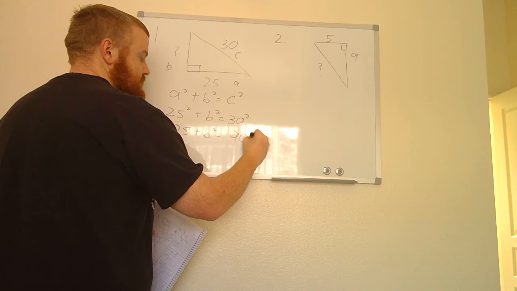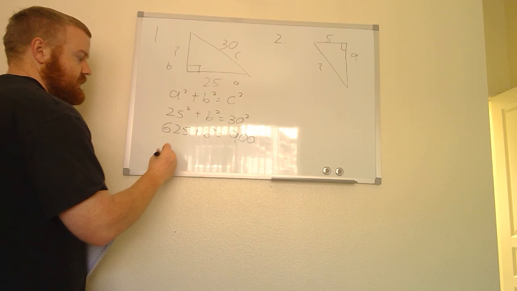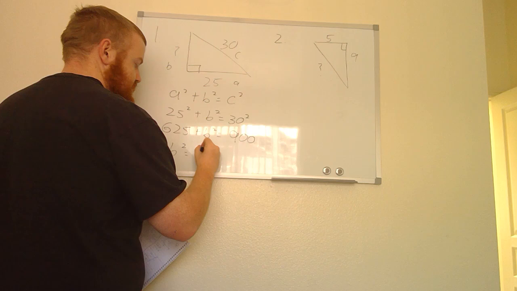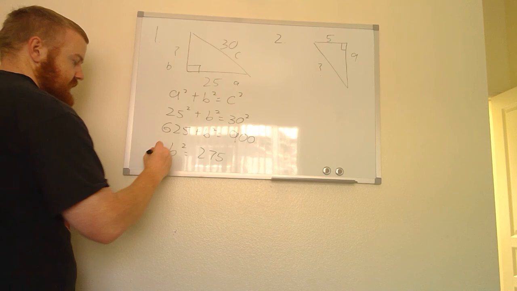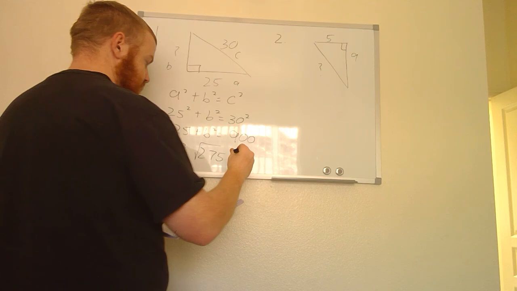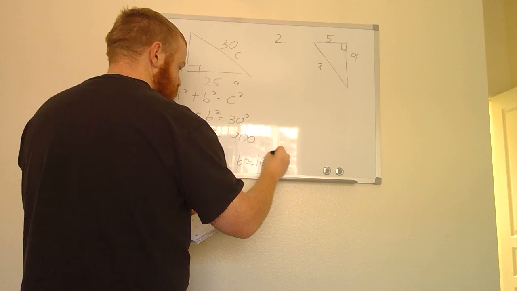So then from here, we're going to subtract over the 625. We get B squared equals 900 minus 625, which gives us 275. And then our final step, we take the square root of both sides. If we plug the square root of 275 into the calculator, that is going to give us approximately 16.7. So that's going to be our answer for the first one.